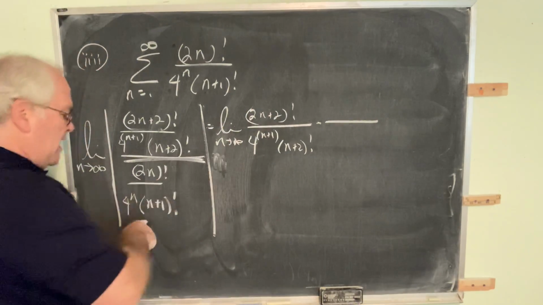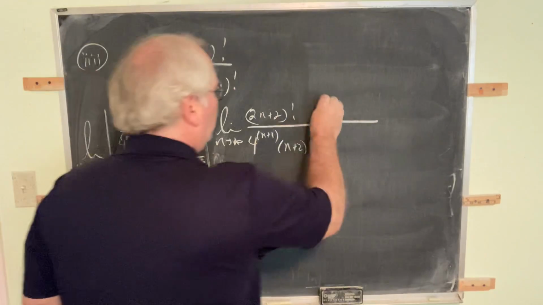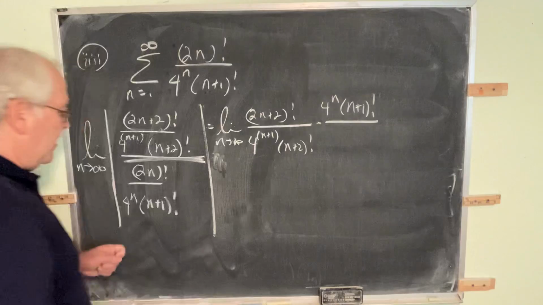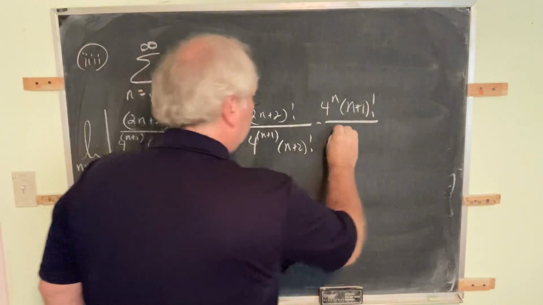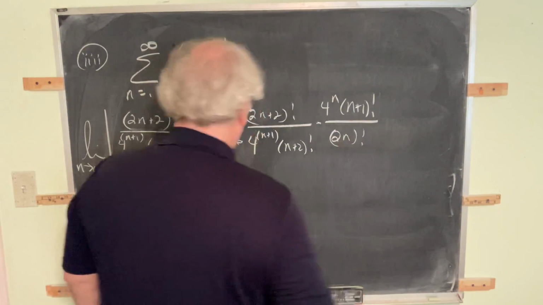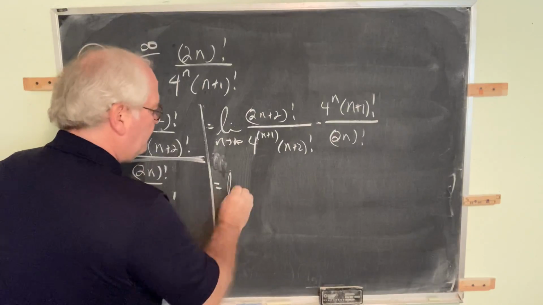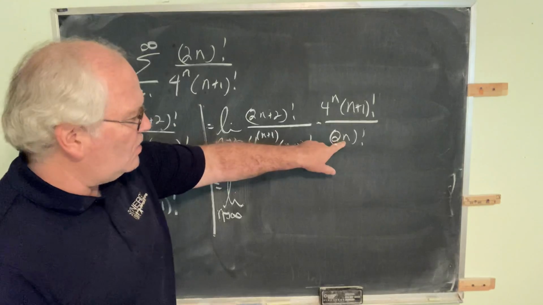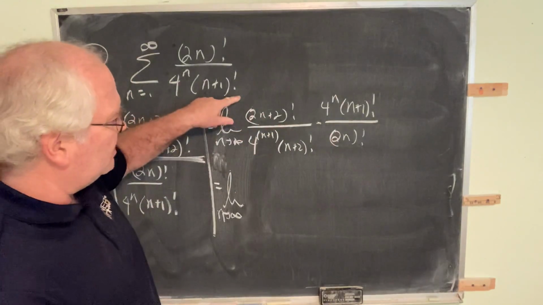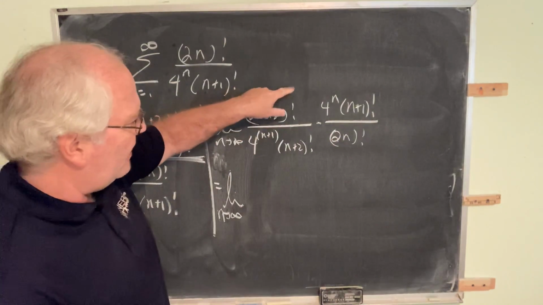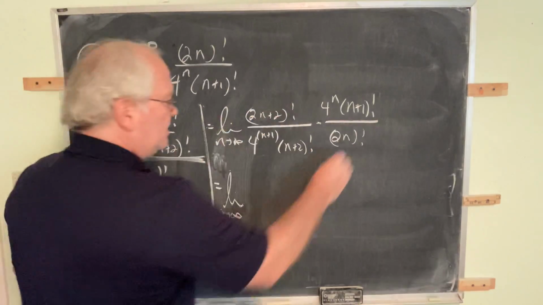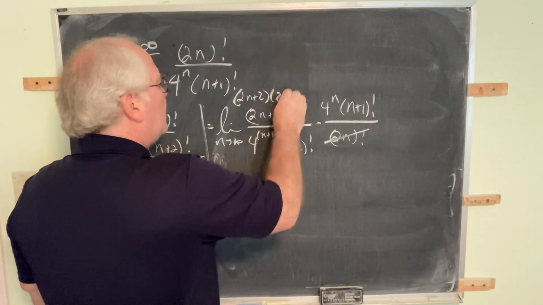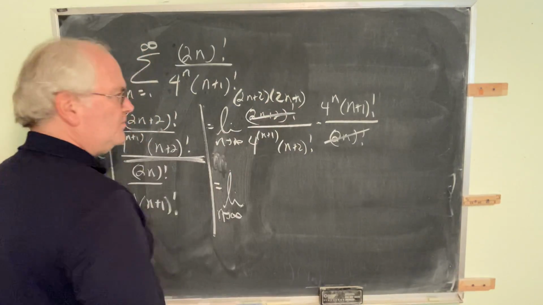And then multiply by the reciprocal. So I have 4 to the nth power times n plus 1 factorial in the numerator, and 2n quantity factorial in the denominator. We have seen this already. 2n quantity factorial goes into here. This is 2n plus 2, 2n plus 1, and then 2n factorial. So when this cancels here, it leaves 2n plus 2 and 2n plus 1.